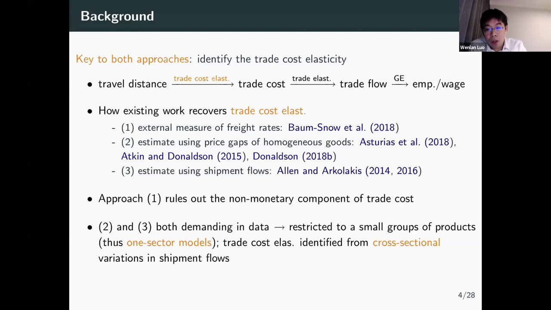And the third approach basically uses a more structural approach and tries to infer the change in trade cost by looking at the change in shipment flows.